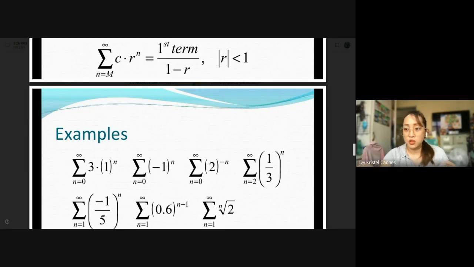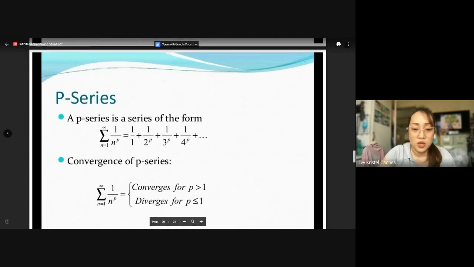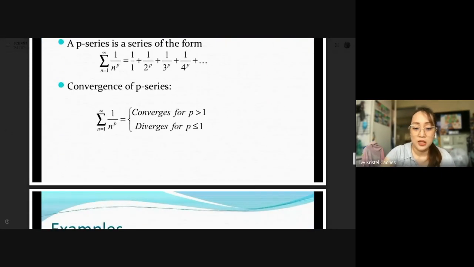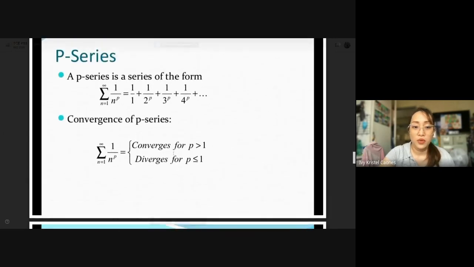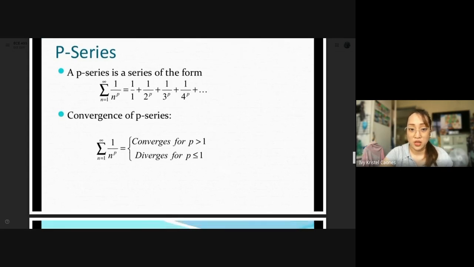Then, in terms of determining its convergence and divergence, other than the divergence test, we are going to do it by inspection. We also have p-series. In terms of p-series naman, we have a fraction and our denominator is raised to a power. If that power or that exponent is greater than 1, then that specific series converges. And if that power is less than or equal to 1, then that is a divergent series.